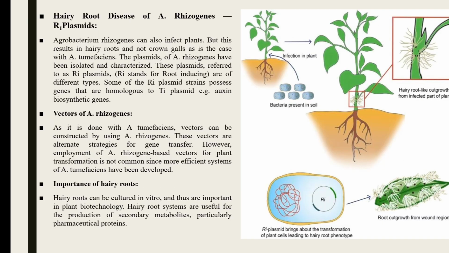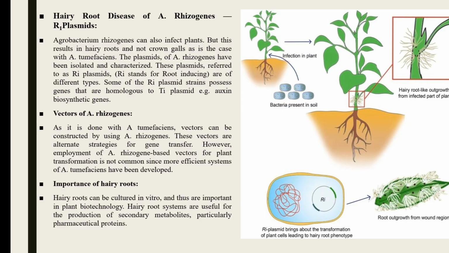Hairy root disease of Agrobacterium rhizogenes, Ri plasmids. Agrobacterium rhizogenes can also infect plants. But this results in hairy roots, and not crown galls as is the case with tumefaciens. The plasmids of rhizogenes have been isolated and characterized.